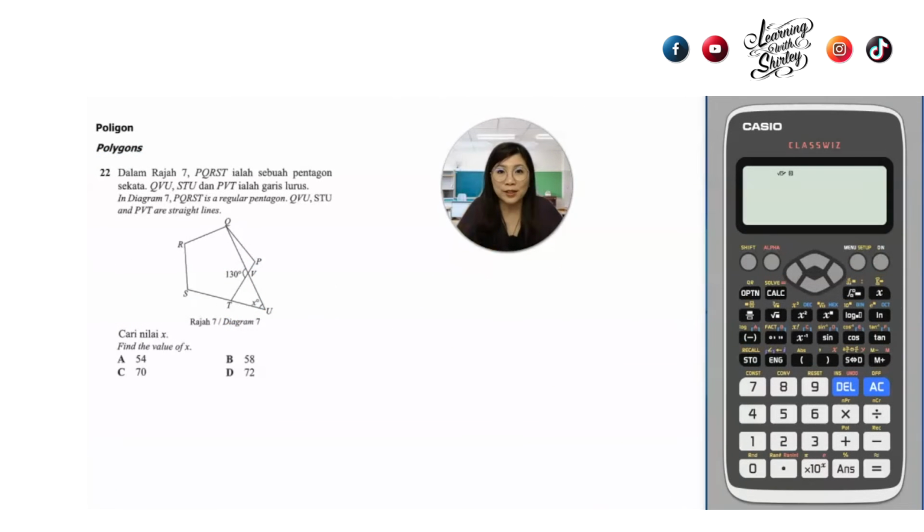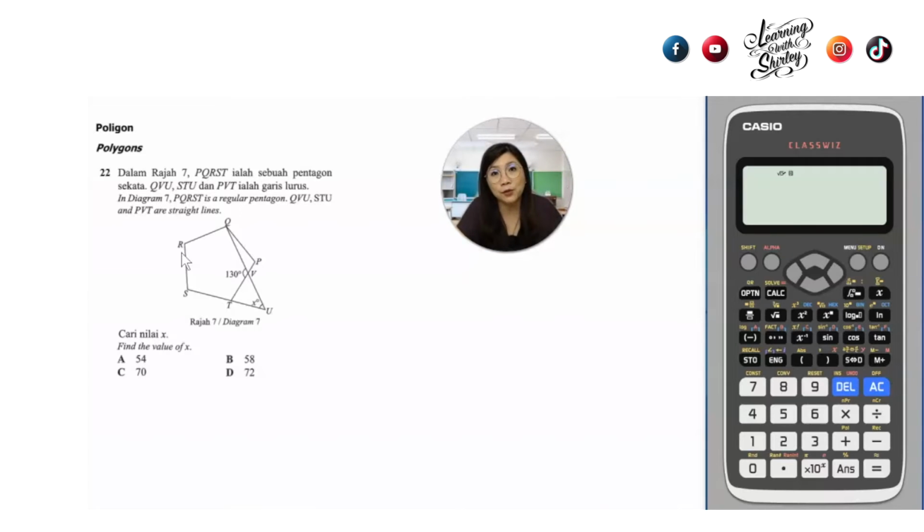Let's look at question number 22. This is on polygons. So for this question, they give you a pentagon, which is PQRST, and QVU, STU, and PVT are straight lines. So we can see that this pentagon has 5 sides, right? So for this question, when it comes to polygons, you need to know the formula to find the sum of angles in a polygon and how to find each interior angle of the polygon.